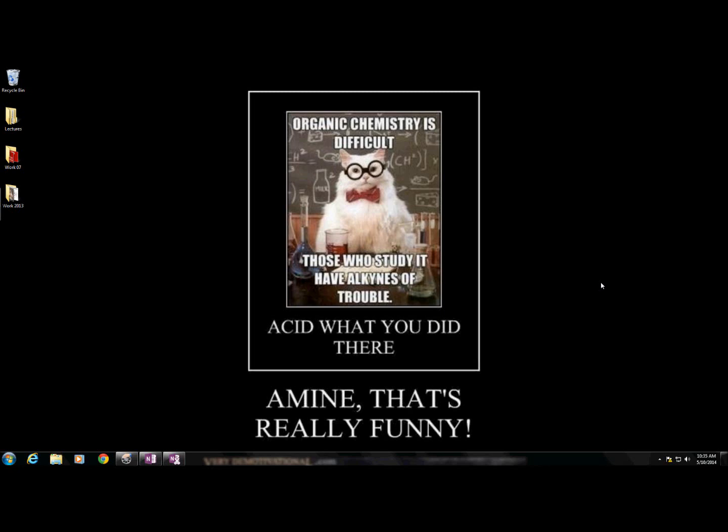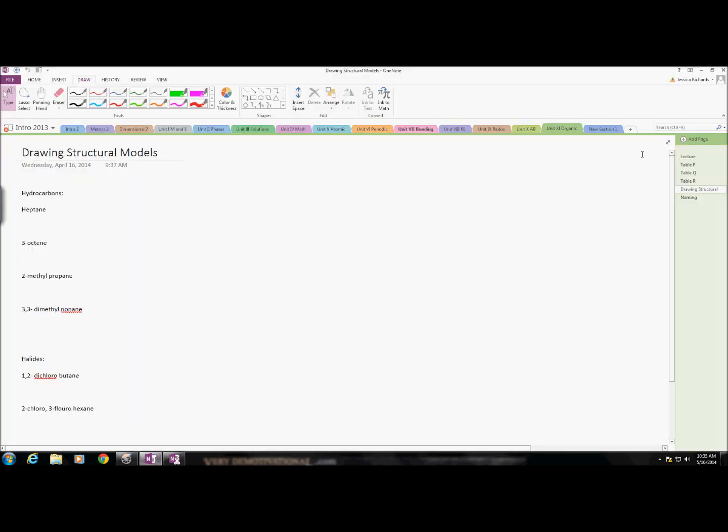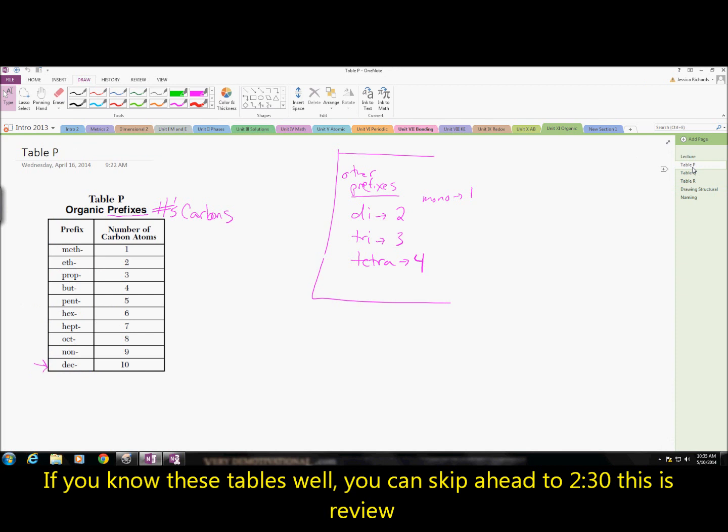This is Unit 11, and this is going to be a lesson on how to draw organic structures, structural models, and how to name organic molecules using the reference tables that the state gives you. Those reference tables are P, Q, and R. So P, we've gone over this already if you've watched previous lectures, number of carbons.